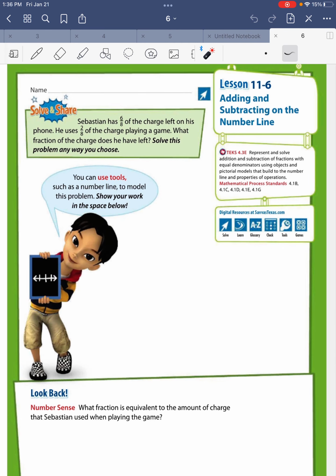Hi boys and girls, so today we're doing lesson 11-6, adding and subtracting on a number line, okay? So we learned how to add fractions, we learned how to subtract, now we're doing it on a number line.